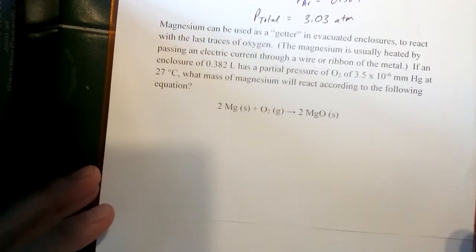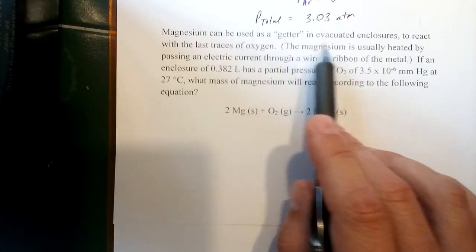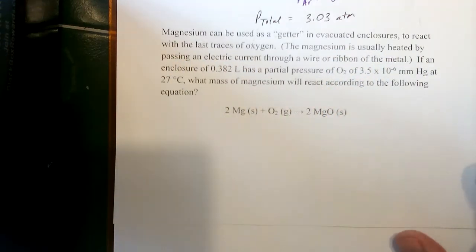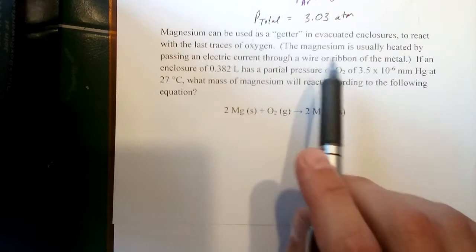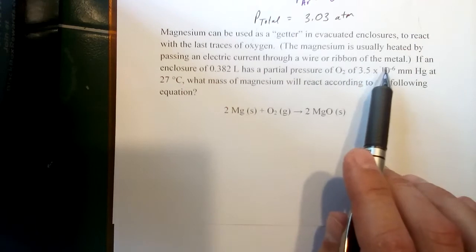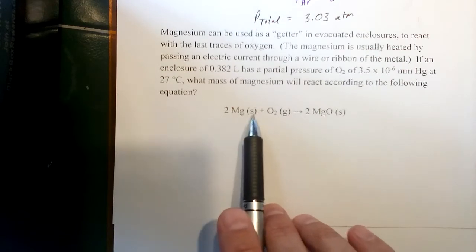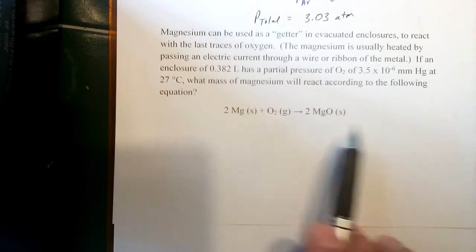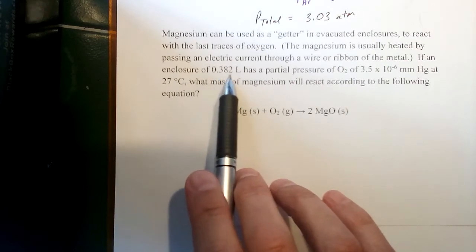Okay, so in this case, we've got magnesium. It can be used as, in quotes here, a getter in an evacuated enclosure to react with the last little traces of oxygen that are present in the atmosphere if you're trying to do something where you have oxygen sensitive chemicals and you don't want any oxygen. So we've got magnesium heated by passing a current through a wire of magnesium, right? And we're given the reaction down here with a balanced equation. Two magnesiums, solid phase, we're going to react with the oxygen gas and make two equivalents of magnesium oxide, which is also a solid. Now, what we're told is the volume of the enclosure, 0.382 liters.